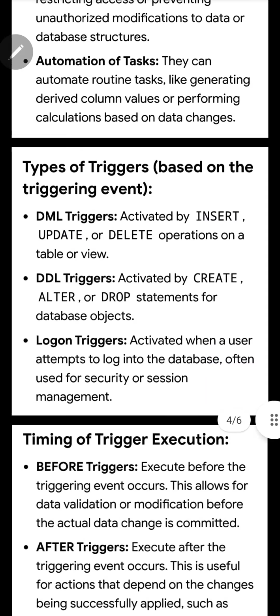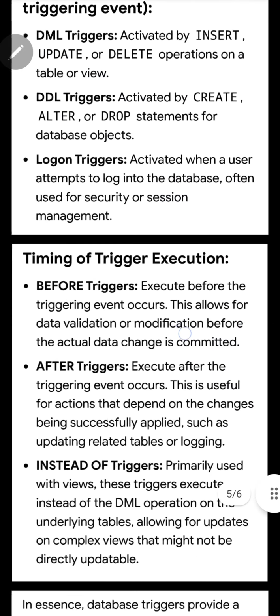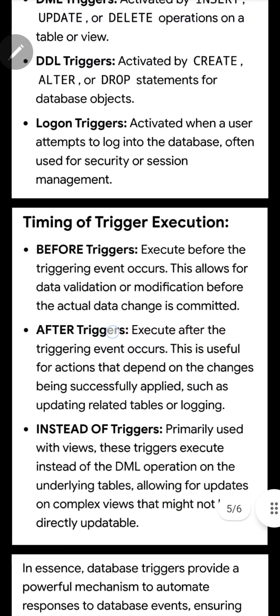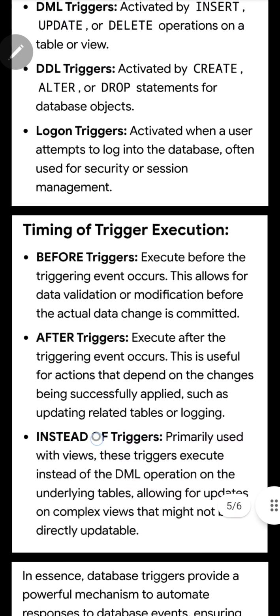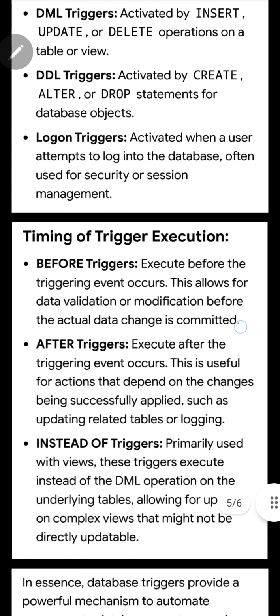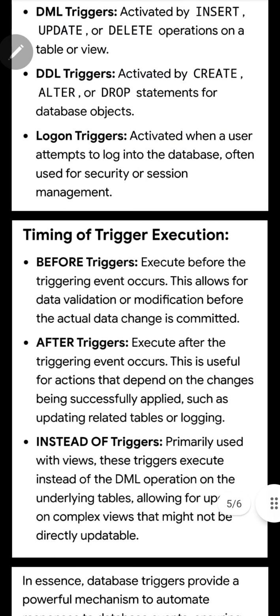So we have different types of triggers based on the time. We have the triggers which are called before triggers, we have the triggers which are called after triggers, and we have the triggers which are called instead of triggers. So before triggers execute before the event occurs. This allows for data validation and modification before the actual change is committed. So before committing that change, the trigger will occur.